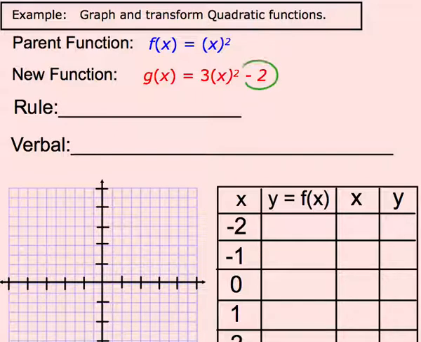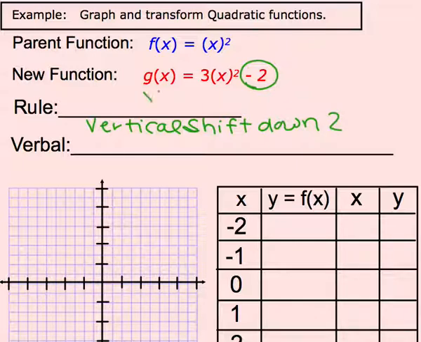Let's talk about the easier one, I would say for students, that minus 2. That minus 2 is outside the function. It affects the vertical axes. It's a minus 2, so it doesn't change the shape of the parabola, but it's going to move it down. So vertical shift down 2.